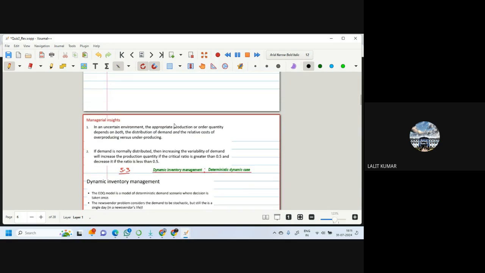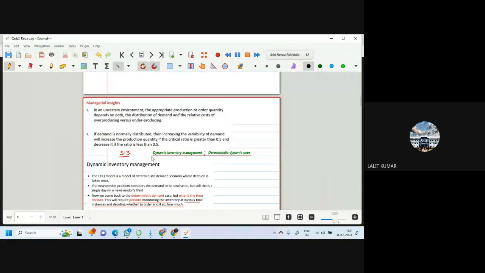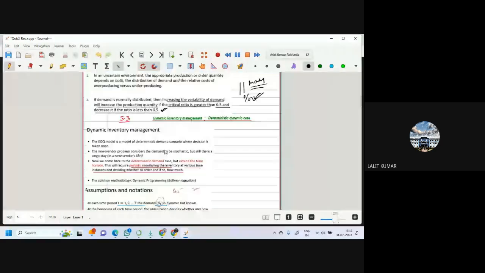Now we go to the concept which I covered, that an increase in variability of demand will increase the production quantity if the critical ratio is greater than 0.5, or decrease it if the ratio is less than 0.5. This will come directly from maths. They will give some numbers, you find as per that, and you will get the insight.